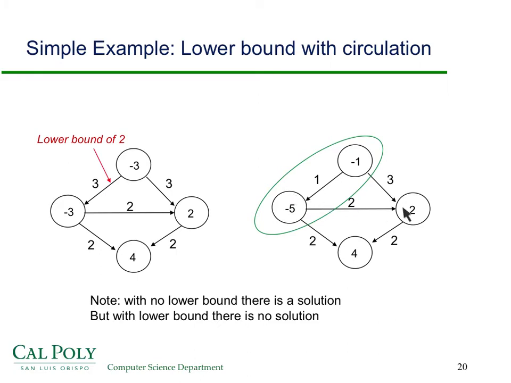We're only going to be able to send 2 units over to here to satisfy this demand and only 1 unit to come down and be left to get to the 4. So the amount that's going to be able to flow to the 4 now is only going to be 3. So with a lower bound, you can definitely change the solution of the problem.